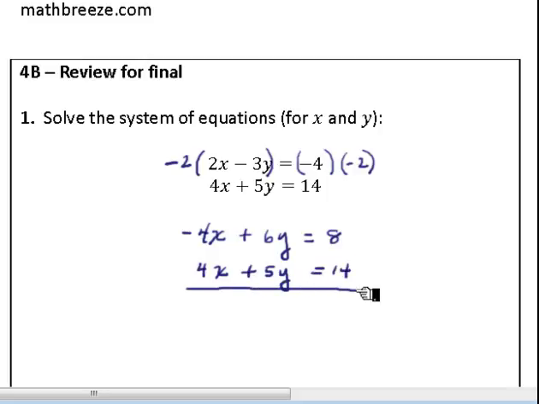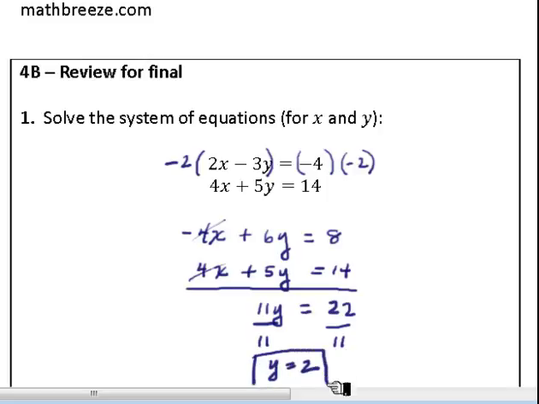All right, now we'll add these together, and we arrange things so that when we add the x column, we get the x terms canceling. Here we have 11y is equal to 22. And just divide by 11. And we have y is equal to 2. So that's the y coordinate of the solution.